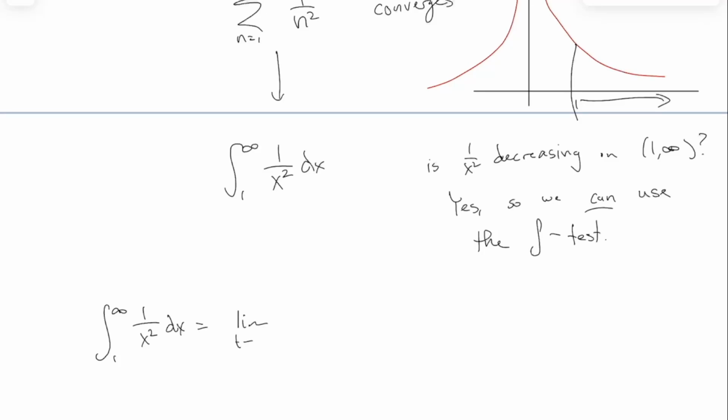I will turn it into a limit. Limit as t goes to infinity, integral from 1 to t. I'm going to write it as x to the minus 2, and then do the integral. Somebody say, what's the antiderivative? Yeah. Is it negative 1 over x? Yes, I was going to say negative x to the minus 1, but yeah, it's negative 1 over x.